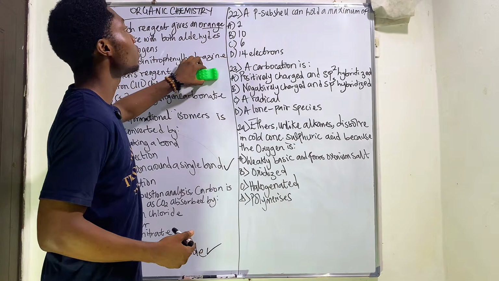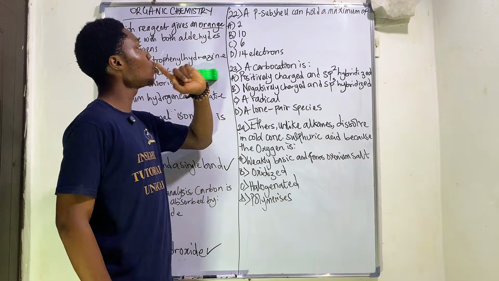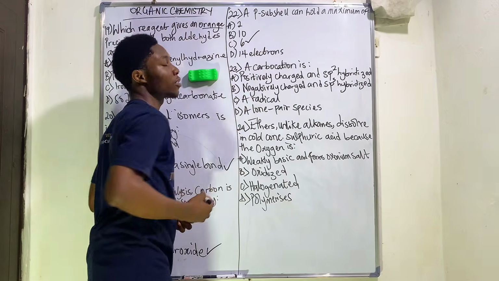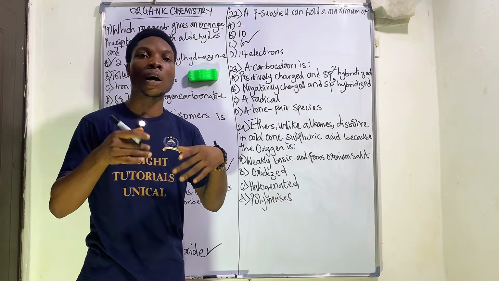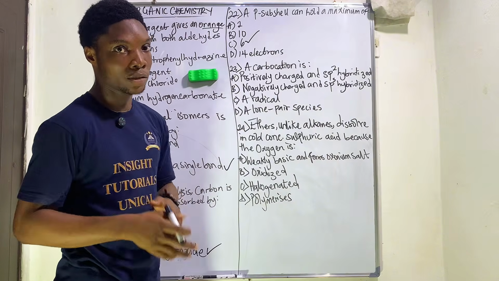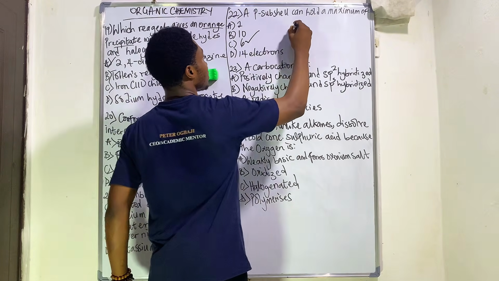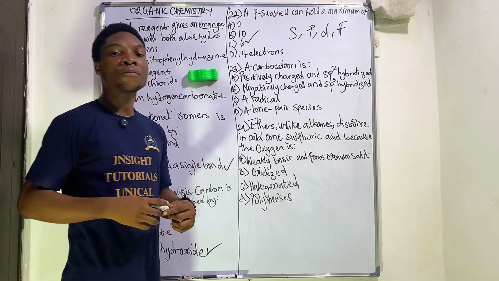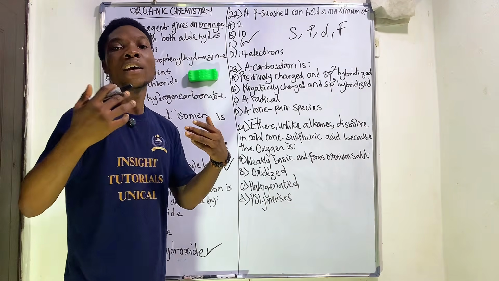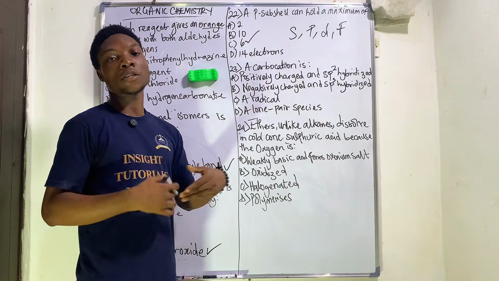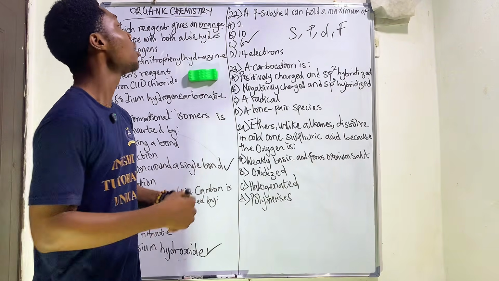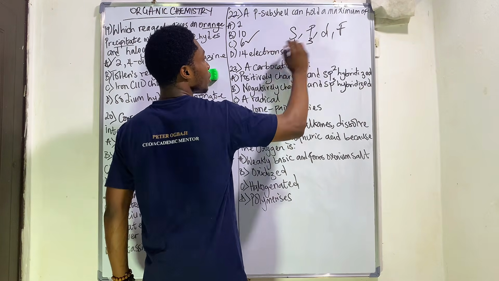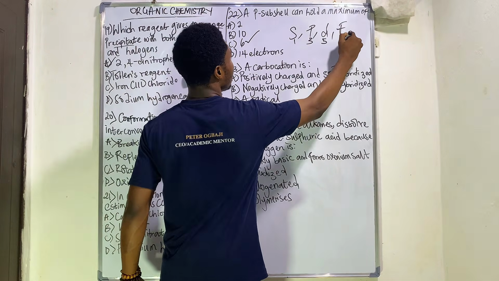A P subshell can hold a maximum of A, 2, B, 10, C, 6, and D, 14 electrons. The answer is 6 electrons, right? Now, we did say that an orbital can only house a maximum of 2 electrons. There are 4 different subshells: the S subshell, P subshell, D subshell, and F subshell. The number of orbitals in a subshell determines the number of electrons that subshell will have. The S subshell has only 1 orbital, the P subshell has 3 orbitals, the D subshell has 5 orbitals, and the F subshell has 7 orbitals.